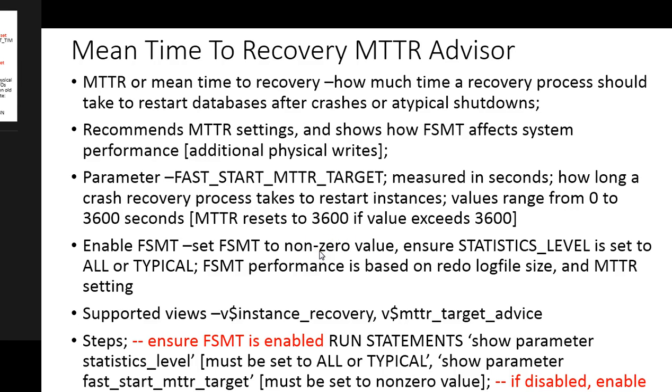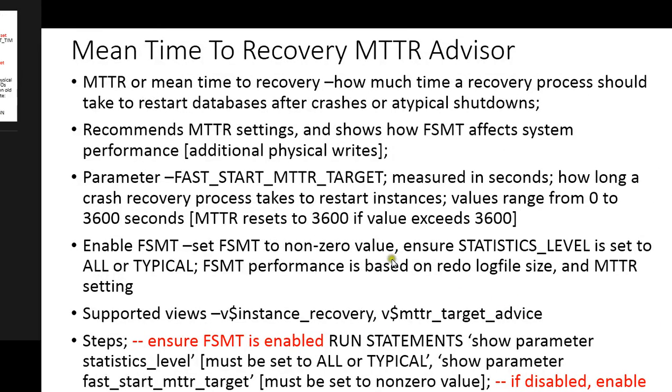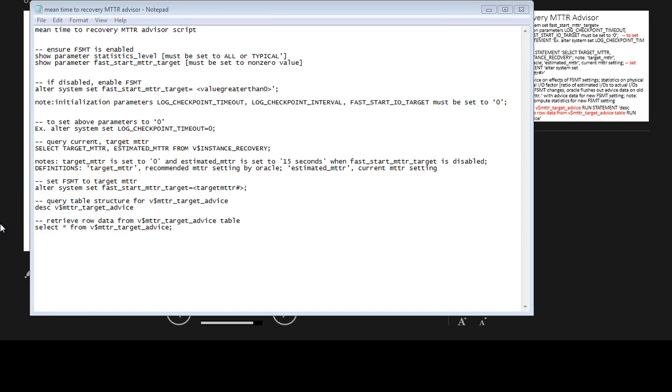To enable FSMT, which is the fast start MTTR target, you need to set it to a non-zero value, right? These are all the steps: set it to a non-zero value, and then ensure that you have statistics level set to either ALL or TYPICAL. Let me get to my SQL Plus.